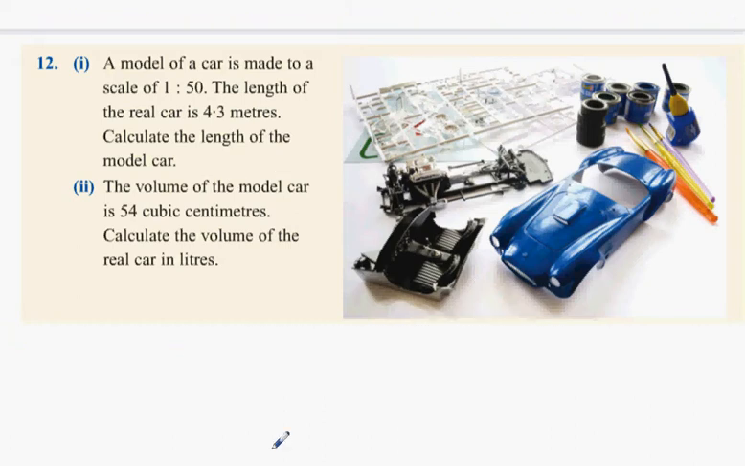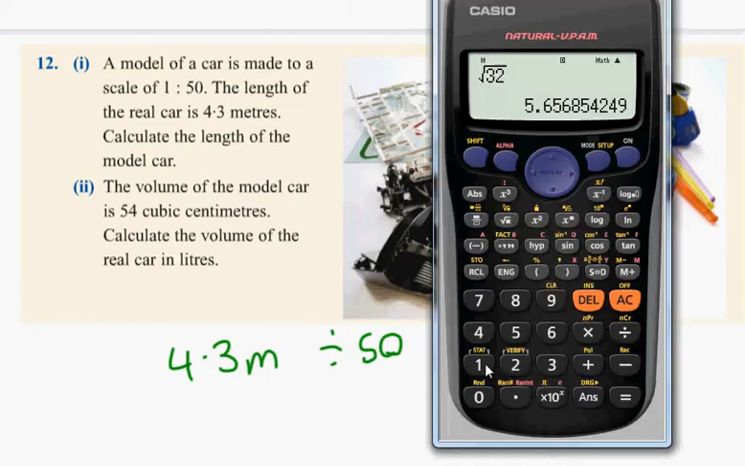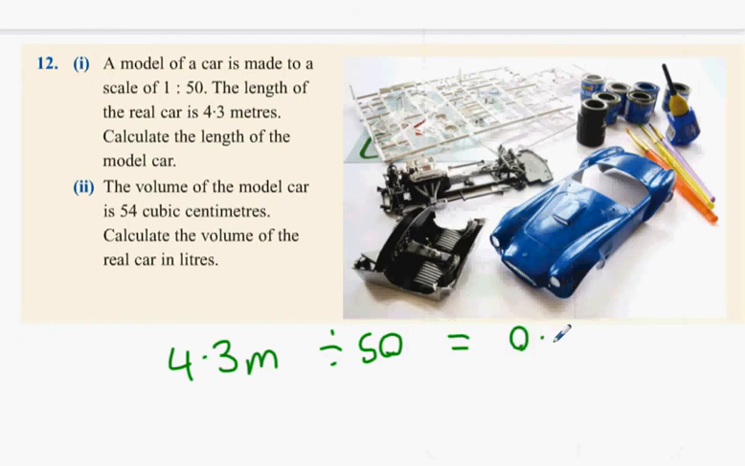Okay, it's length. So what does that mean? 4.3 meters in real life divided by 50. Okay, so that's pretty handy. 4.3 divided by 50, 50 times smaller than real life, and we get 0.086 meters. Now please remember that's the same thing as 8.6 centimeters, isn't it? Okay, you multiply to make it bigger.